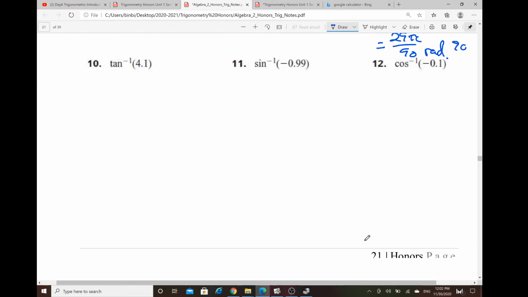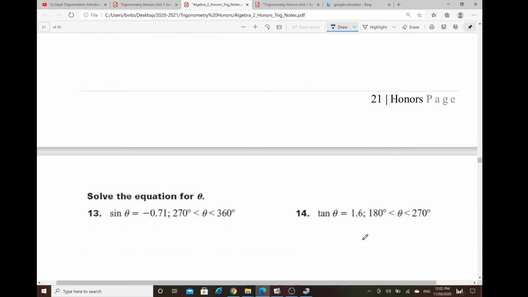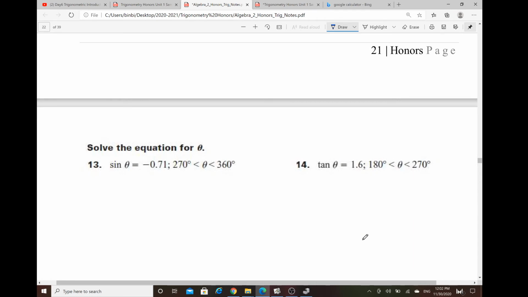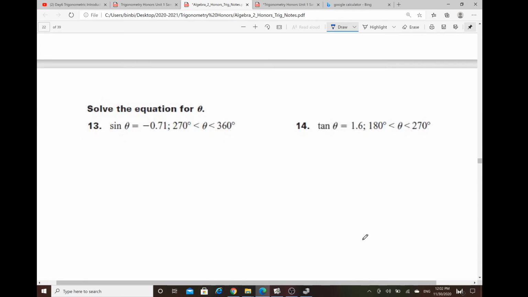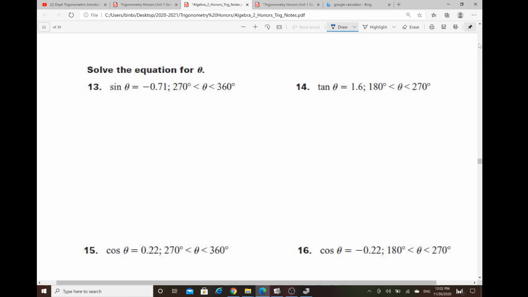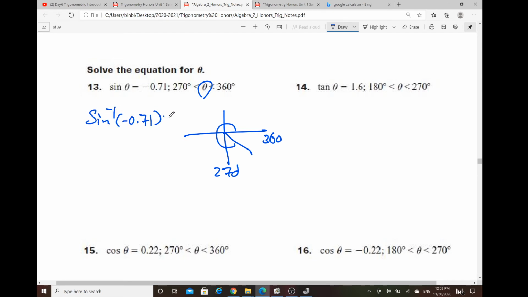And then the rest of this, you want to do the same thing. So the one that I would like to talk about next is solving the basic trigonometric equation. Like this one right here, sine of theta is negative 0.71, but we need to find that angle, it's in quadrant in between 270 and 360. So that means it's right in quadrant 4. Okay, so let's take the inverse of sine of negative 0.71. That equals theta. And then do that on the calculator.